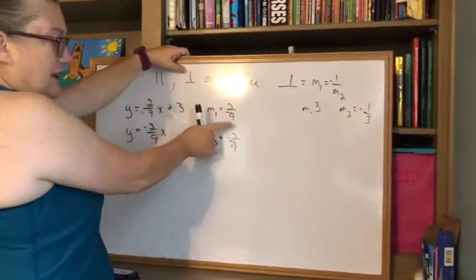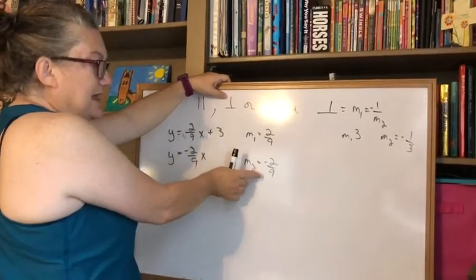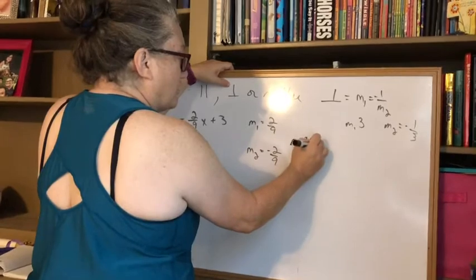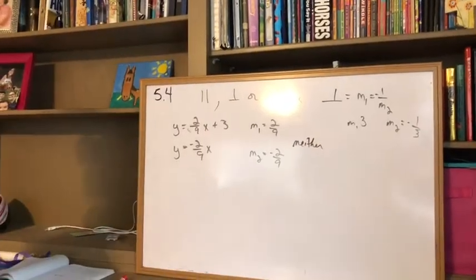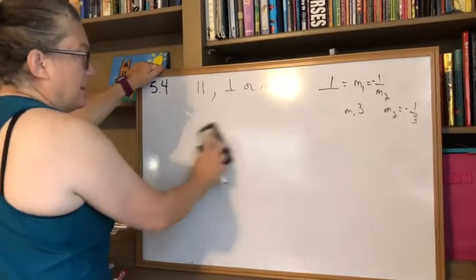So these are 2/9, 2/9. They're not reciprocals. They are opposite signs, but they are not reciprocals. So this one is neither. It's neither parallel nor perpendicular. Okay, let's do another problem.